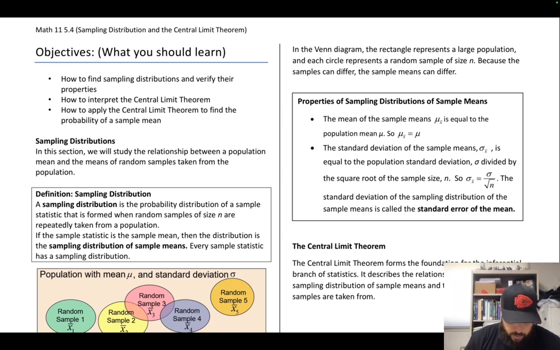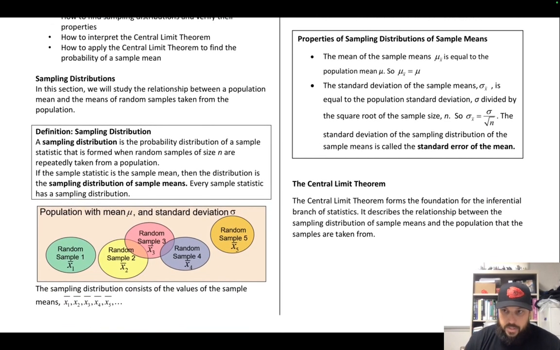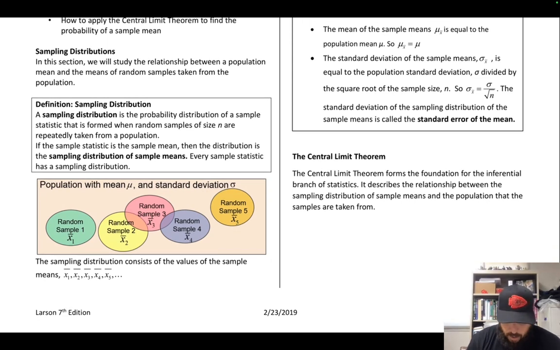Okay, so a couple key things here as we're looking at sampling distribution. In this section, we study the relationship between a population mean. So remember, population is everyone involved, and random samples taken from that. And there's some slight variation in that. And so we deal with sampling distribution. Sampling distribution is this idea of probability distribution of a sample statistic that is formed when random samples of size n are repeatedly taken from a population.